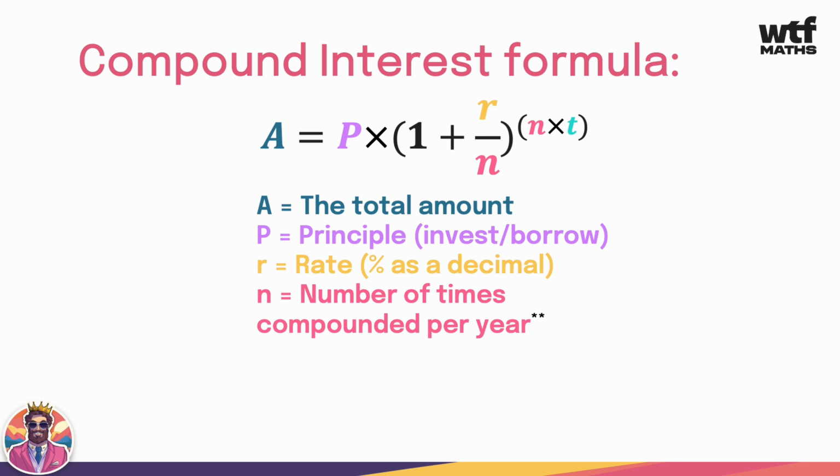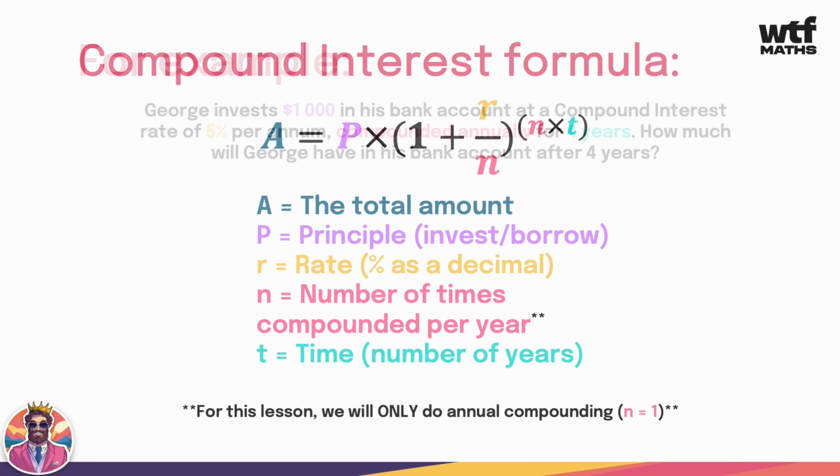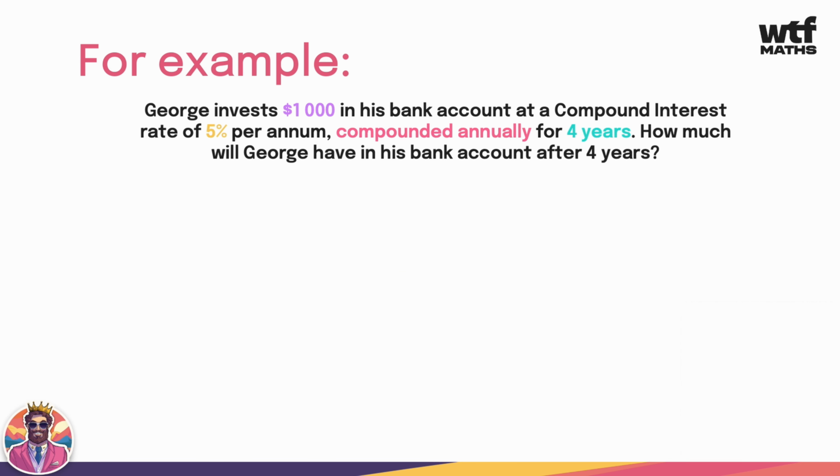Now this is a new letter that we haven't seen before, and I don't want you to stress or freak out about it. Just for today, we're always going to leave it as the number 1, but I will explain it in more detail in future videos. And finally, T is time in the number of years. So for this lesson, we're only going to do annual compounding to make it nice and simple, so we'll always have N equals 1 for today. Alrighty, let me show you how to use this formula.